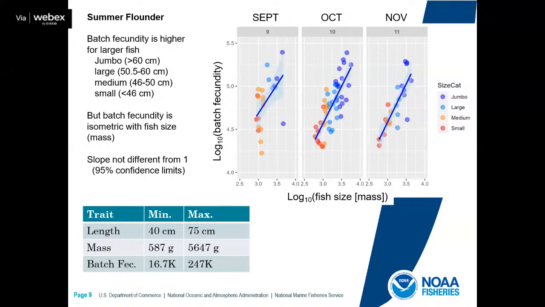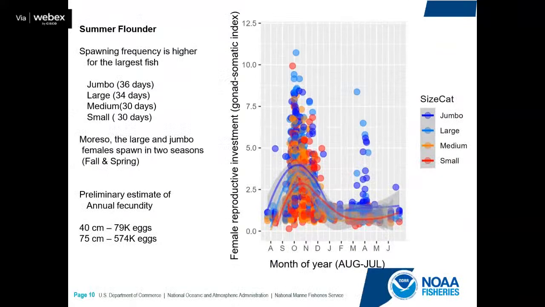And we're looking at the main fall spawning season. There was an effect of batch size decreasing slightly from month to month, so the batches get a little smaller throughout the season. Large fish did have bigger batches, as you can see in the colored points there. But the relationship between the batch size and the fish size was essentially isometric, or the slope was not different from one. So the larger females in this case are not creating more eggs on a proportional basis per batch. But when we look at the batch frequency, next slide, we'll see that the larger females have a longer spawning duration.